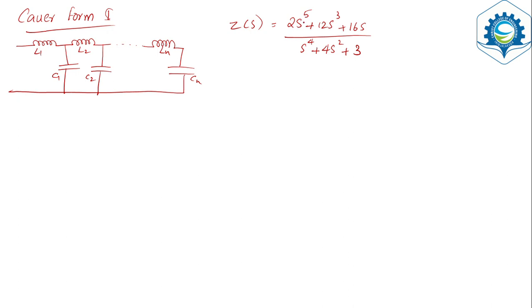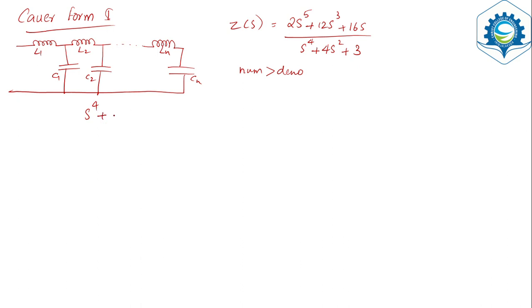So if you look at this particular problem, we can just solve it. You can see over here that at the numerator the highest order of S is 5, and in the denominator the highest order of S is 4. So the degree of the numerator is greater than that of the denominator, and we can continue. You have the polynomial Z of S and you are going to do the continued division of this polynomial.